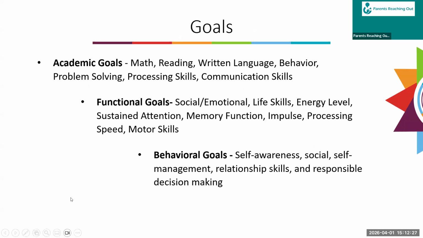So a little bit about goals in the IEP. There are academic goals. These can be written language or math, maybe behavior, problem solving skills, things like that. There are also functional goals, which are life skills, impulse control, processing speed, motor skills, and things like that. There's also a set of behavioral goals, if necessary, that also teach self-management, maybe relationship skills like social skills that the student needs to learn. And then what does responsible decision making look like? Those are the kind of things that are written into the goals.